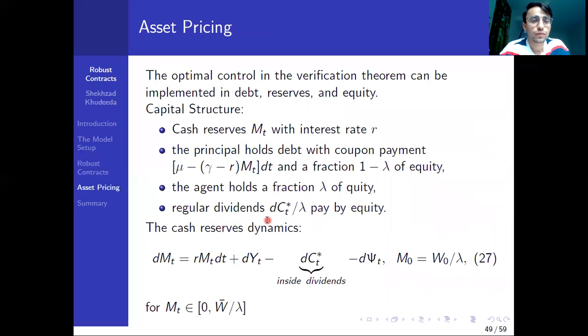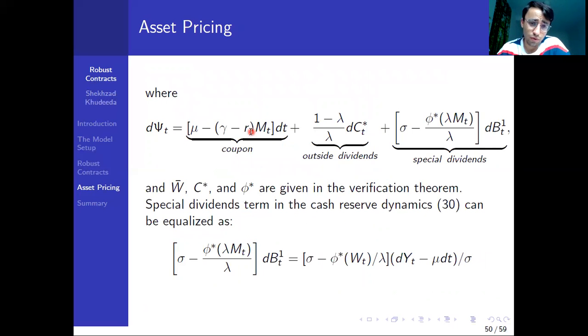We now try to use our contract optimality. Contract optimality can be implemented in debt, reserves, and liquidity. The capital structure consists of the cash flow with interest rate and coupon payment, and the regular dividends. So the cash reserve dynamics consist of the dynamics of the cash flow and the dividend, with the initial value, where psi is the coupon, outside dividend, and special dividends.